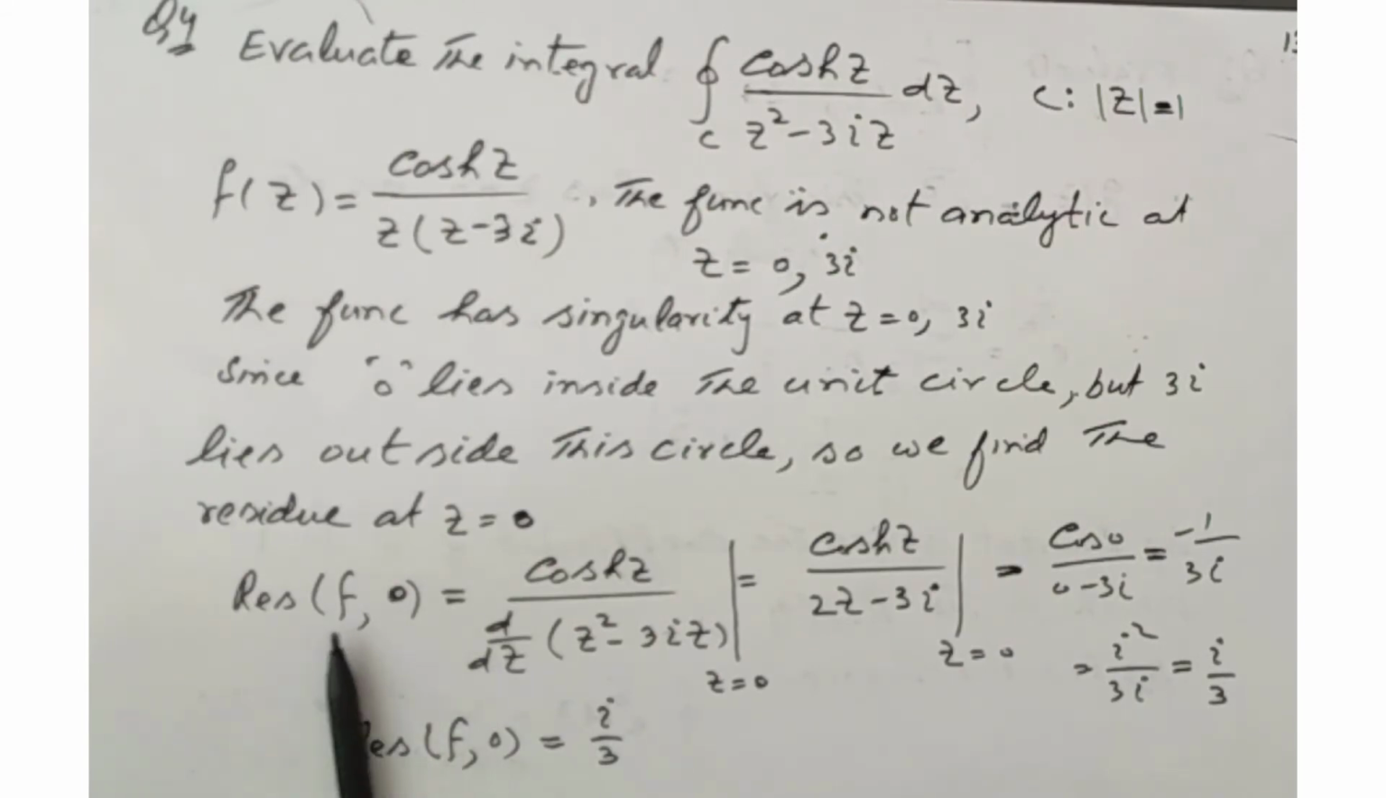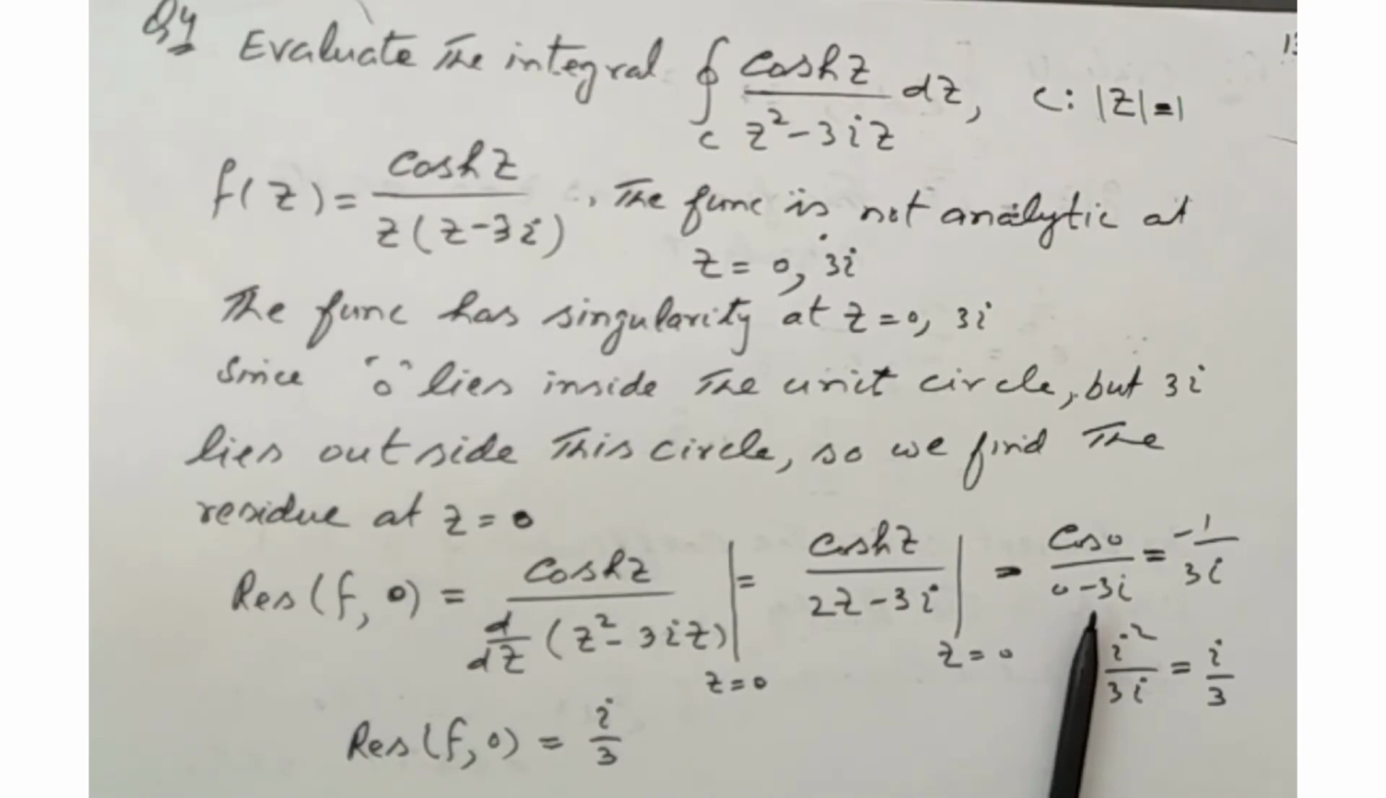Again, using the formula, the residue of the function at 0 is cos hyperbolic z over d by dz of z square minus 3 iota z. So after differentiating this term with respect to z, this becomes 2z minus 3 iota, under the limit z equal to 0. When we put 0 here, this becomes minus 3 iota and cos 0 is 1, so this becomes minus 1 by 3 iota. Minus 1 by iota is iota square by iota, which is iota, so this is iota by 3. And this is the residue of the function.